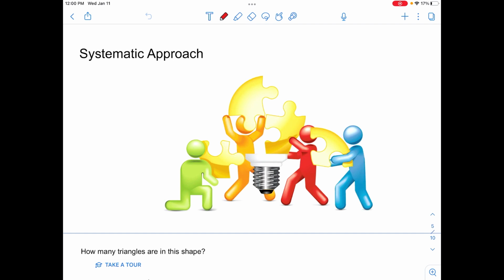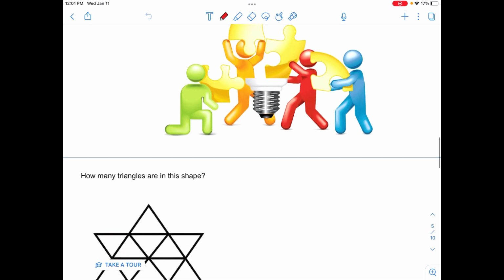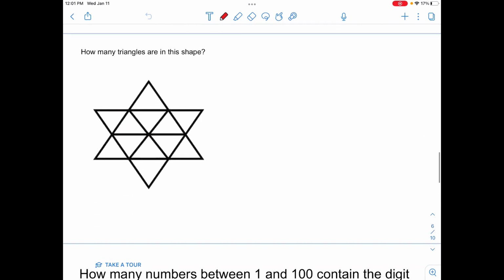These are really good for problems where you can't check your solution. And I'll show you what I mean with an example. So here's our first example. How many triangles are in this shape?